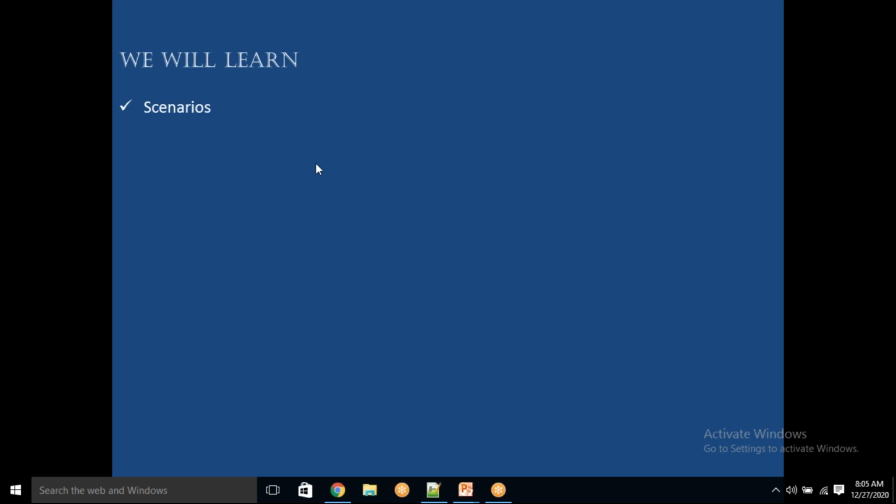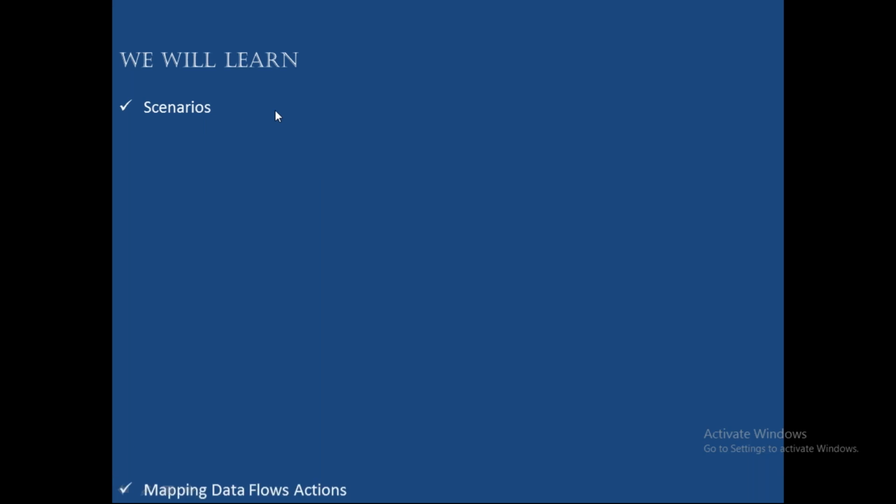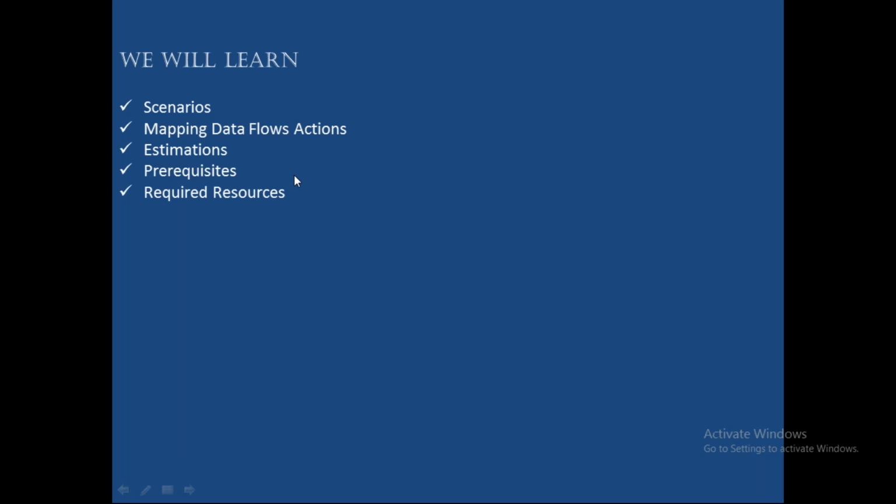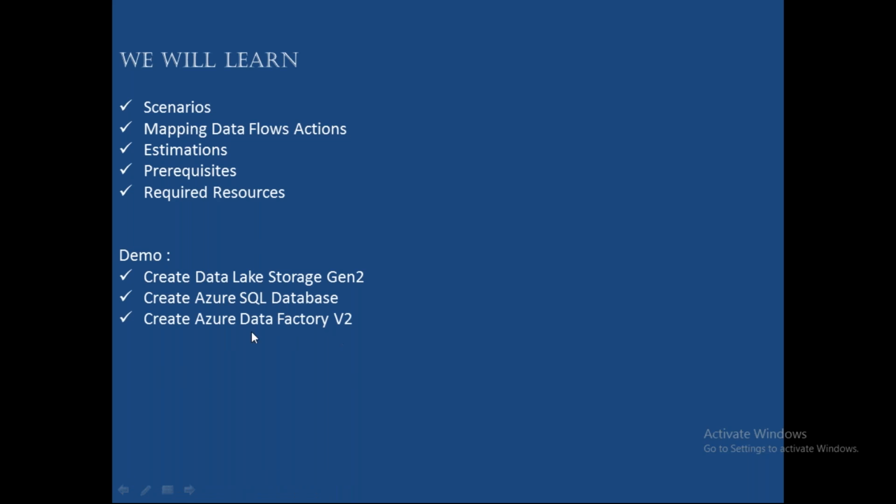In today's session, we are going to see scenarios. Then we are going to talk about mapping data flow actions that we have already seen, estimations, prerequisites, and the required resources. Already you know all of these. Then the demo. We will create Data Lake Storage Gen2, and I'm going to create a SQL database. Azure Data Factory V2 we are going to create. Then I will create the linked service for Azure SQL DB.